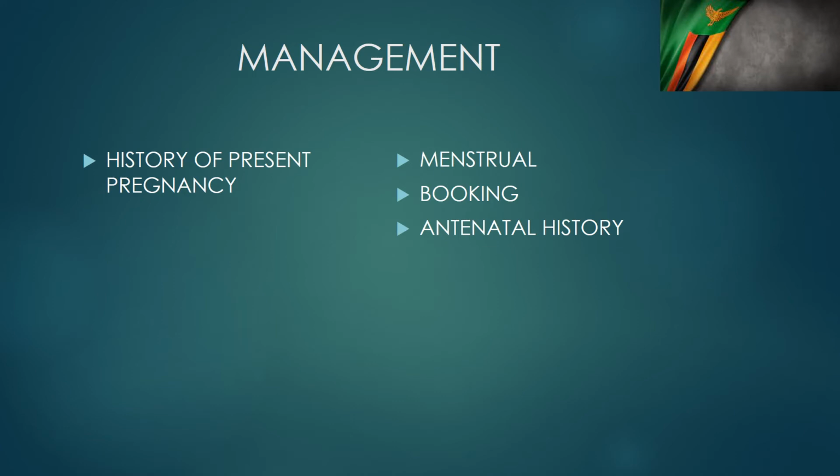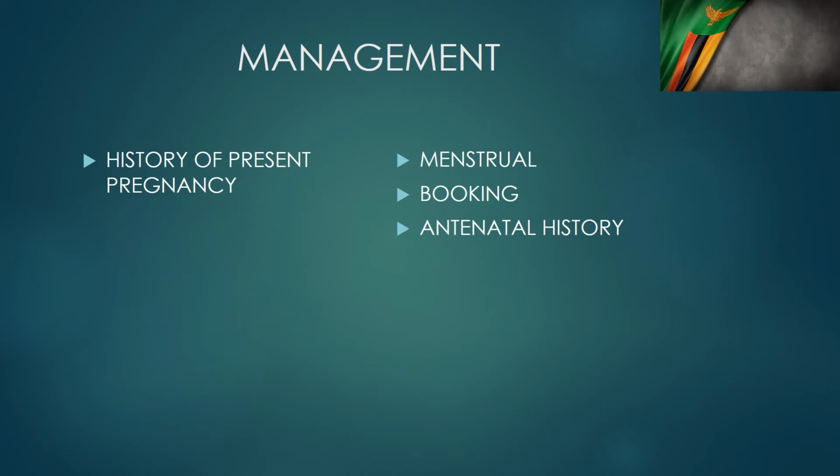So after we've done a systemic review, we need to move to the history of the present pregnancy. So the patient is pregnant now, so we need to go into the history of the present pregnancy. So we look at the menstrual history. When was their last normal menstrual period? Was the last period they had normal? How many days did it last? Are their periods regular?